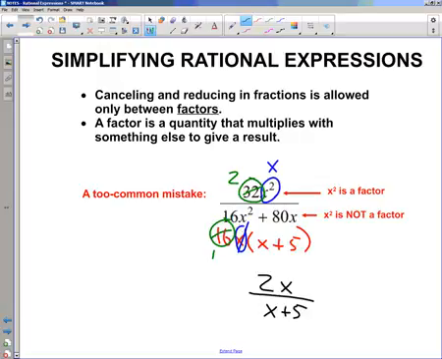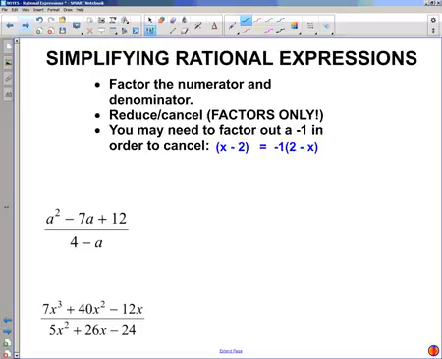We'll look at a couple more examples here of simplifying. Basically, you just need to factor the top and the bottom, cancel and reduce. And sometimes you're going to need to factor out a -1. We'll see that in our first example here. So I'm going to start by factoring on the top here. This does factor into a minus 3 times a minus 4.